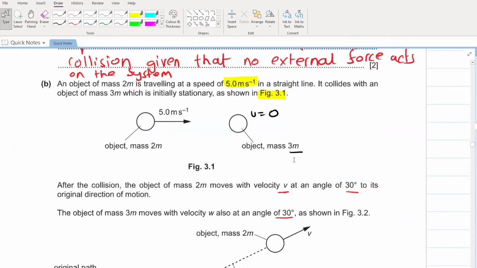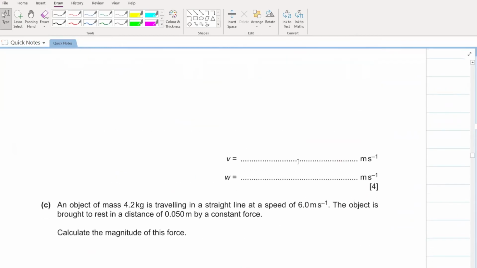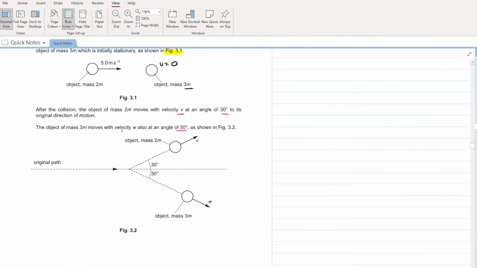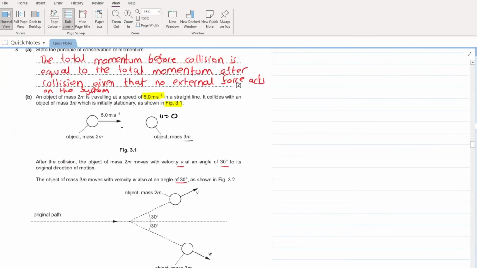How are we going to do that? बहुत easy. Let me see how many marks we have. 4 marks. So beta, चलो start करते हैं अपनी working. First of all, let's apply principle of conservation of momentum in the horizontal direction. Let's write here: principle of conservation of momentum in horizontal direction.